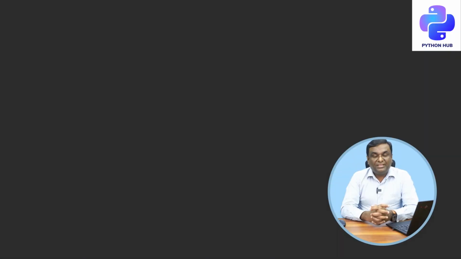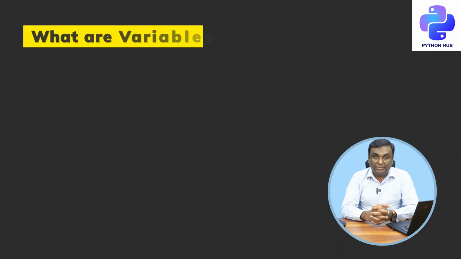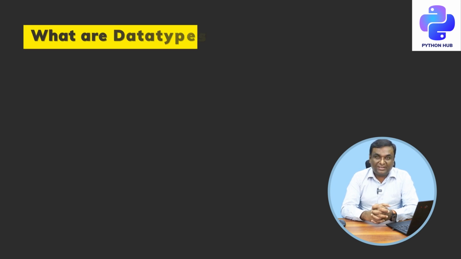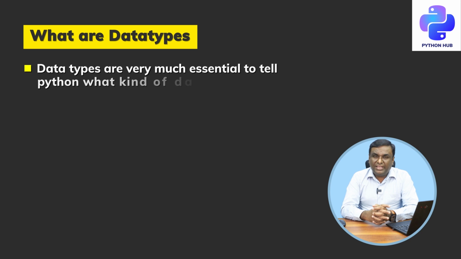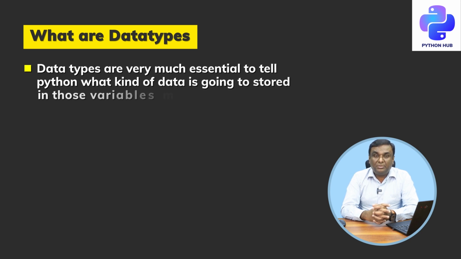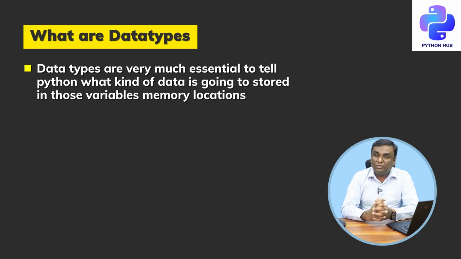Welcome back. In the last session we discussed what variables are. Now it is time for you to understand what data types are. Data types, just like variables, are very much essential for you to tell Python what kind of data is going to be stored in those variables, in those memory locations. Accordingly, the memory will be allocated and you will have the freedom to use that memory.